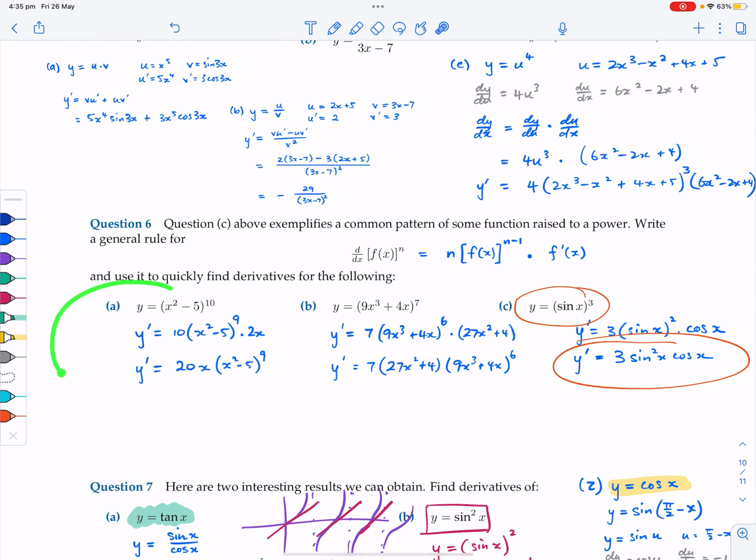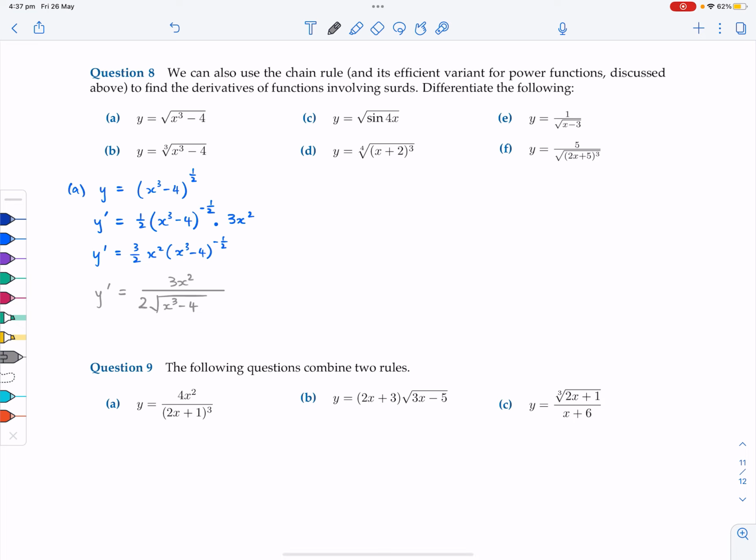Another way to write that, if you wanted to use a surd form, we need a fraction because we've got a negative power. So we've got the square root of x cubed minus 4 there, and then we've got 3x squared on top, and we've got a 2 there. Which do you like better, that or that? I prefer that one generally, but that's okay. But when we get to other things like turning it to that, it just looks a bit nasty. So just be aware that it can be both, and you've got to be capable of converting between them.